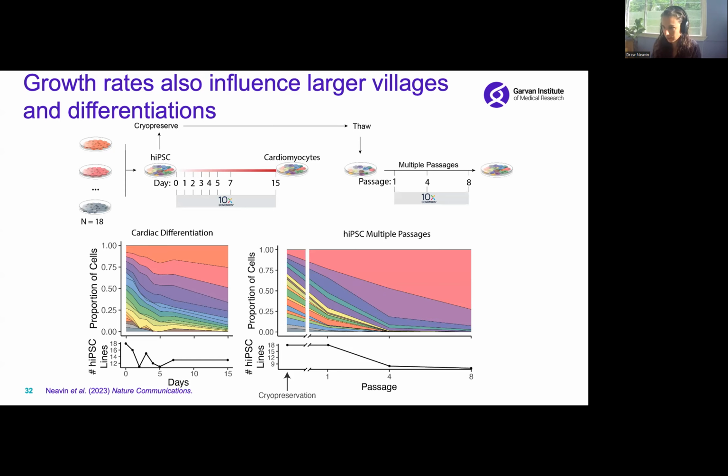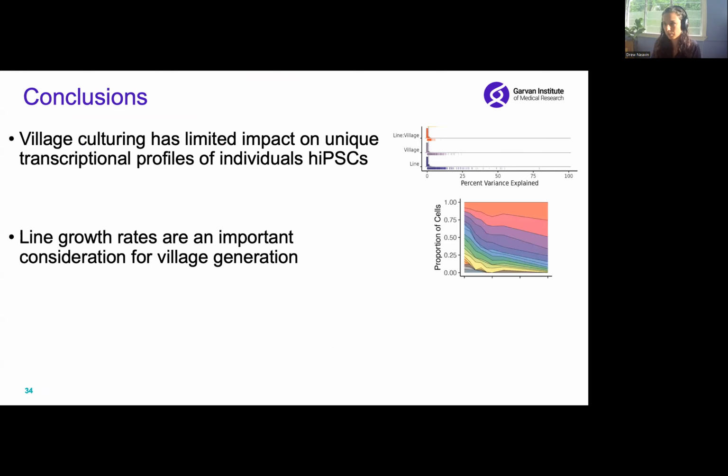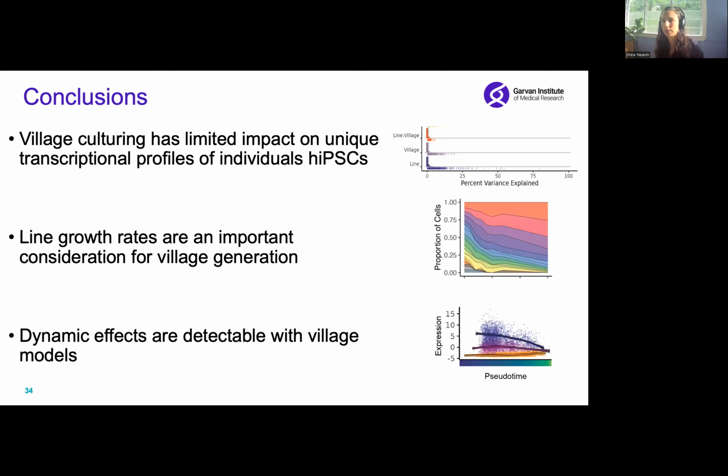And in the interest of time, I'm just going to skip that next slide. So I hope that I've been able to convince you that village culturing has limited impact, and that we can use it reliably to look at genetic effects and other line-specific effects. And that growth rates are a really important consideration for village generation and something that we've been thinking a lot about. And that dynamic effects are also detectable with village models.